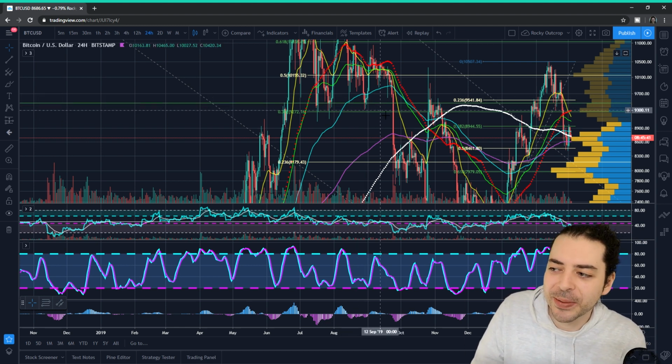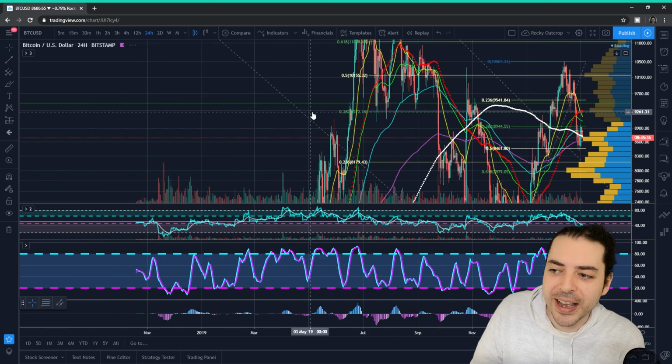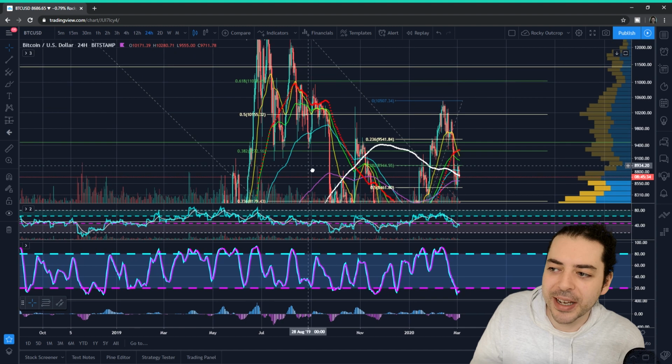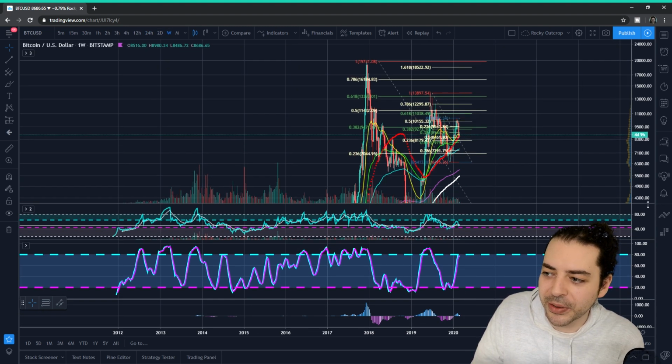Yeah, so you can see that these two numbers here, where that trading activity is, are in between the 382 of the Fibonacci retracement drawn from the highs in June. In fact, I'll just go over to the weekly so you can see what I'm talking about really quick.